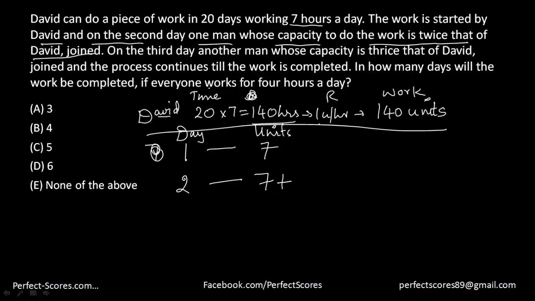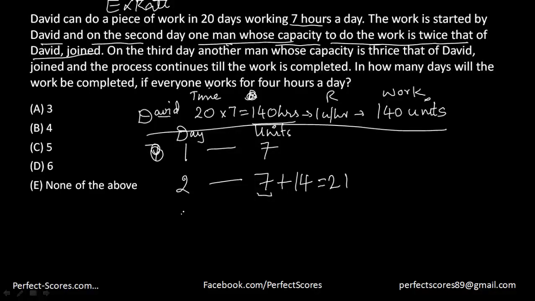However, there will be a person on the second day, one man whose capacity to do work is twice that of David, who joined. That means that person is going to finish double the number of units finished by David. I suppose you remember that efficiency is directly proportional to your rate. So if David finishes 7 units, someone who works twice his capacity is going to finish 14 units. So that would be equal to 21.